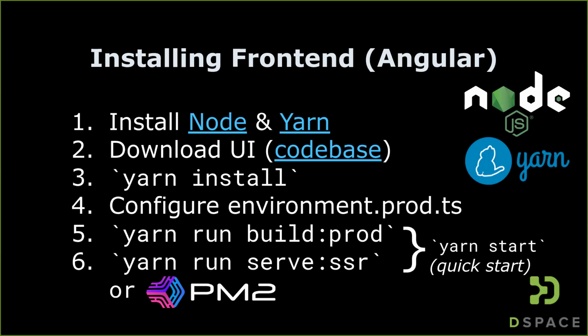PM2 is something that just keeps your application running in a more stable fashion, and you can monitor it a little bit easier than just using the yarn commands. But if you just want to run it quickly and try something out, there's a yarn start command that does both of those in combination. It's a bit of a quick start that allows you to just get it up and running and try things out. But for production, we have it documented more like this, and you're really probably going to want to install PM2, which is just a node module. It's very easy to install with a one-line command.